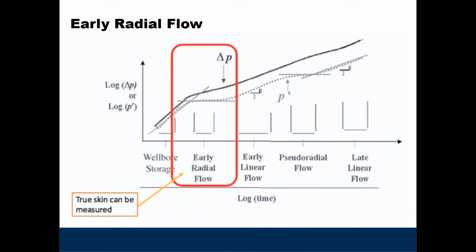Looking at this pressure graph more clearly, we can see the early radial flow has a pressure stabilization. This stabilization is lower than the others because it is masked by the wellbore storage effect that occurs directly before the early radial flow, and true skin can be determined from this region, of course.